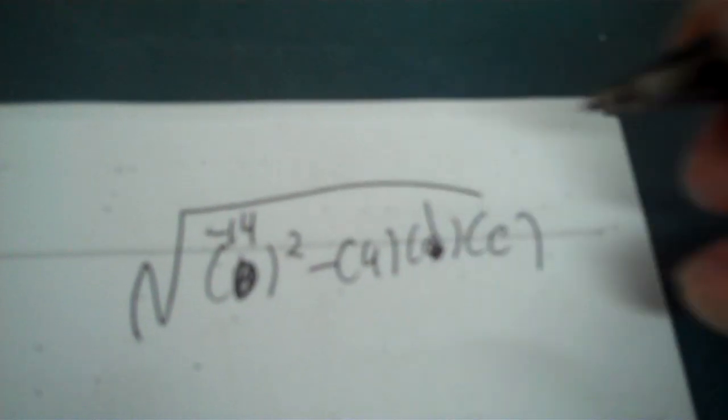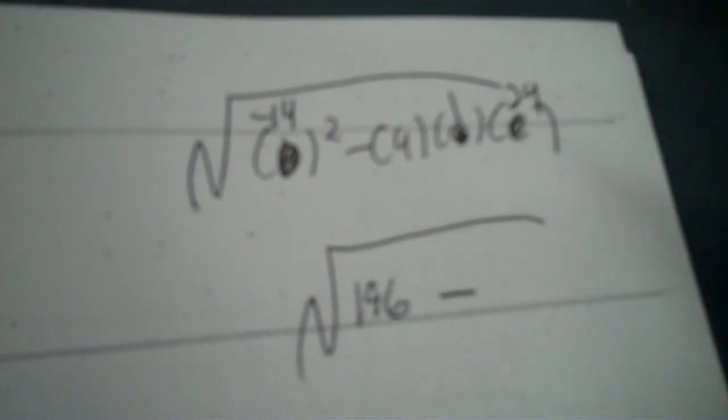So b squared minus 4ac. So b is negative 14, and then a is 1, c is 24. Negative 14 times itself. Don't rely on the caret key. Take negative 14 times negative 14. It's 196. And then 4 times 1 times 24 gives me a product of 96. And that would be the square root of 100. Square root of 100 on your calculator. Oh, it's a whole number.